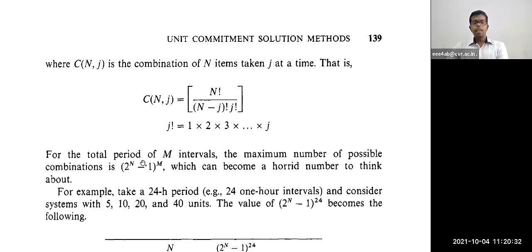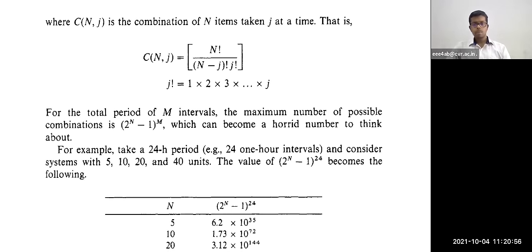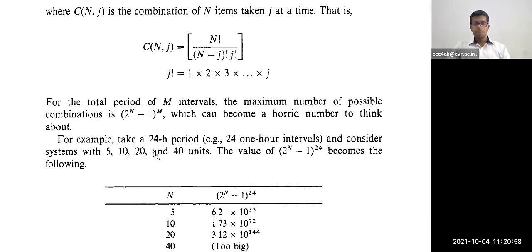For a total period of M intervals, the maximum number of possible combinations might be (2 power n minus 1) the whole power M, which can become a horrid number to think about. How is it horrible? Just take your scientific calculator. All of you take your scientific calculator and calculate it for the examples I am giving. You just take your calculator and you can solve.